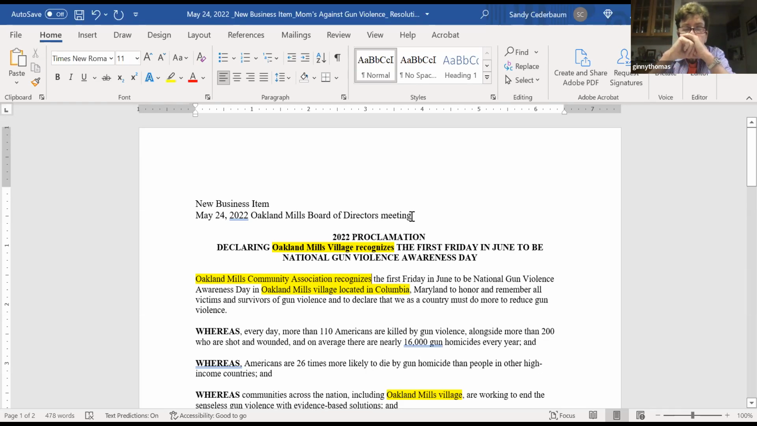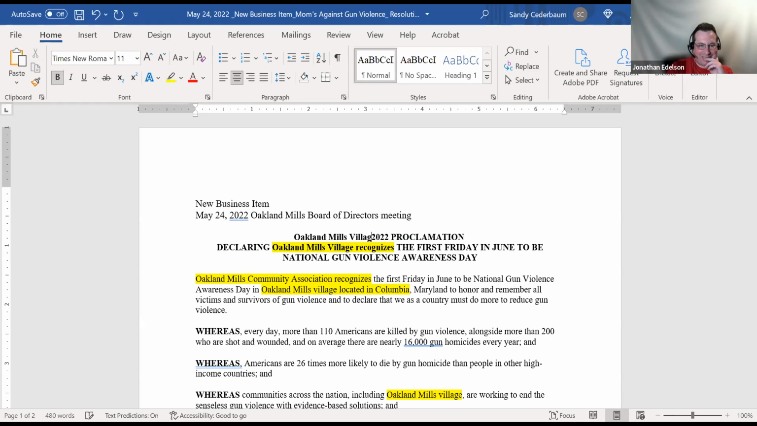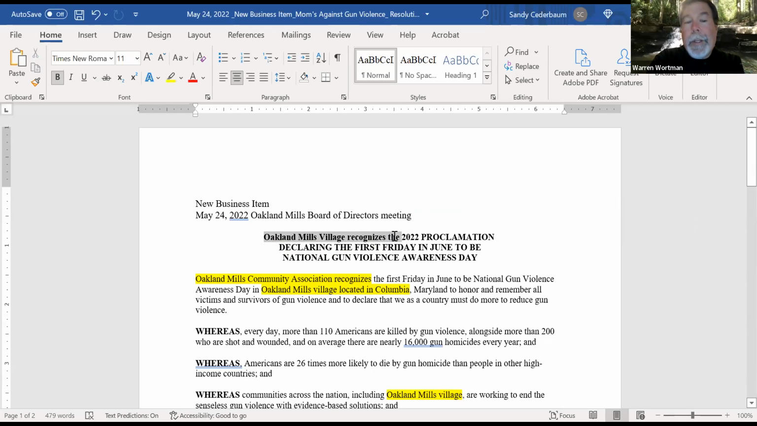Good point. I agree. So shouldn't the very title be, instead of "2022 proclamation declaring Oakland Mills Village recognizes," shouldn't it just say "Oakland Mills Village recognizes the 2022 proclamation?" Yes, good catch. Well, is there a proclamation, or is it just Oakland Mills Village recognizes the first day in June?